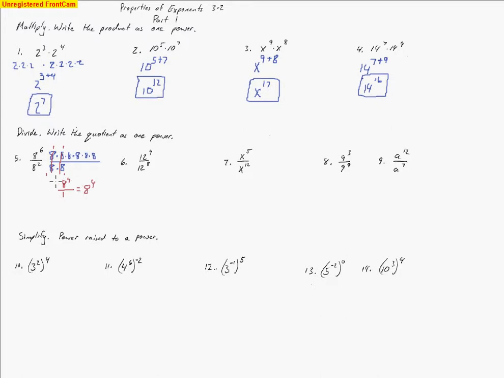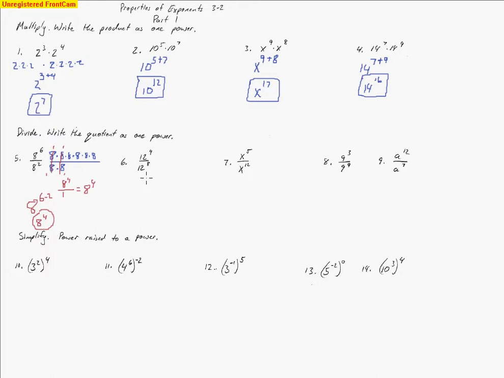So there must be a little rule we can use to make this problem go quicker, rather than having to write out all these 8's, kind of like what we did up here with the 2's. Well, the rule would be this. Since I'm taking away some 8's that are in common between the top and the bottom, I subtract the number of 8's I had on the bottom from the number that I had on top. So it would look like this: 8 to the 6 minus 2. I go ahead and do that subtraction, and that leaves me with my answer, 8 to the 4th power.